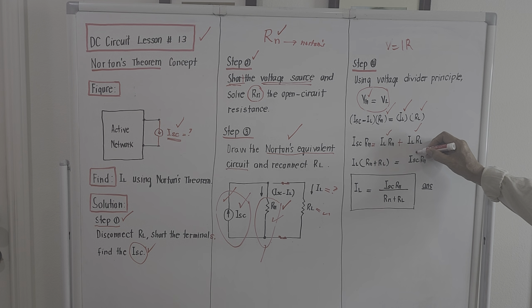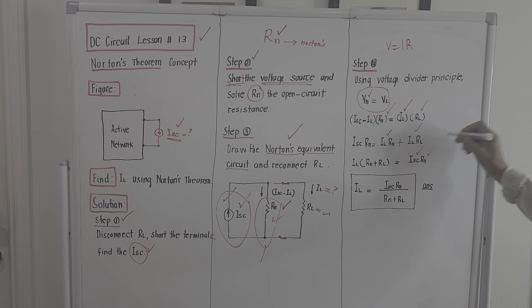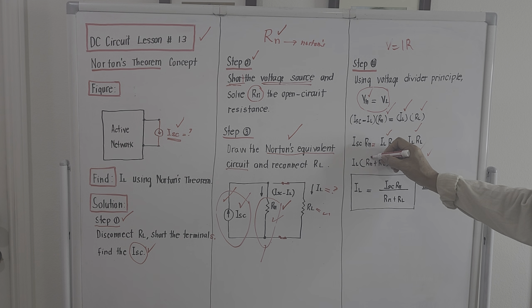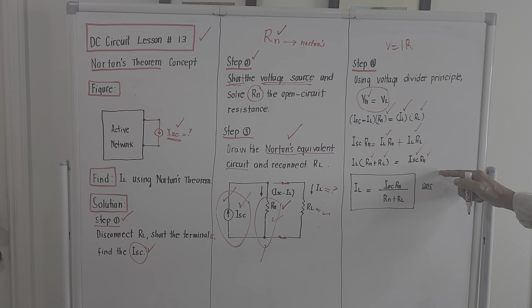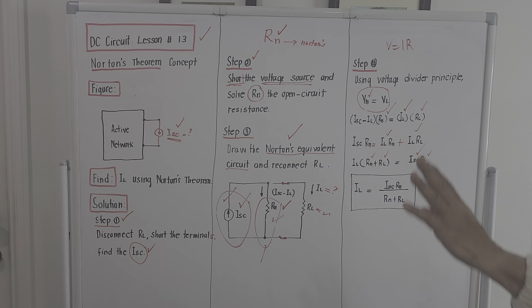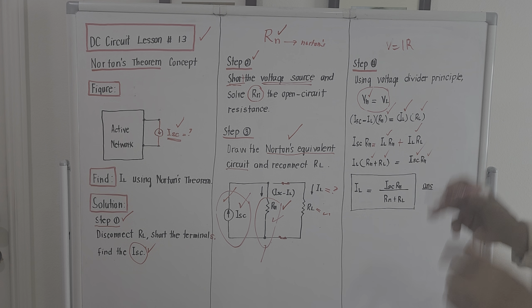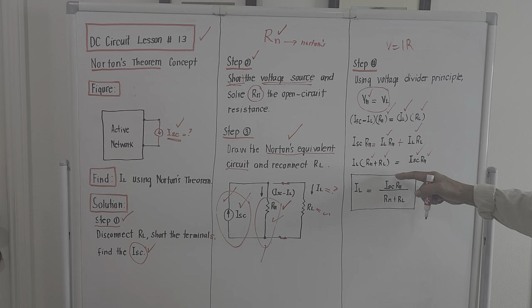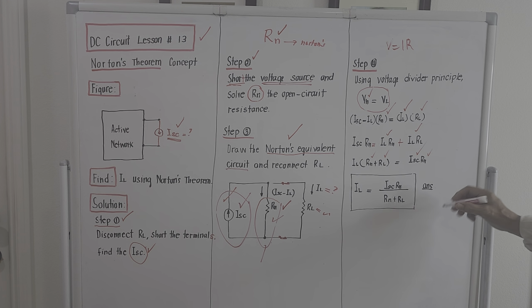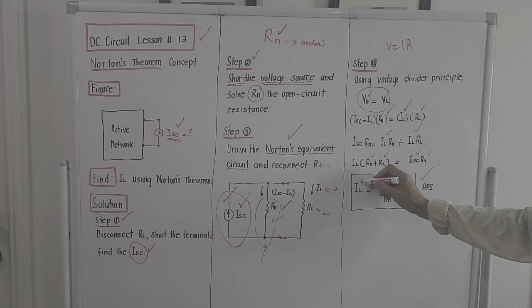This is step number 1, the value computed from step number 1. This is the value computed from step number 2. Right? So if we try to compute for I sub L, R sub N is computed. R sub L is given. These two are given, so we could compute for I sub L. I sub L now, for a Norton's equivalent circuit, will be the product of step number 1 times step number 2 all over the sum, R_N plus R_L. That will be our answer. That's the magnitude of I sub L.